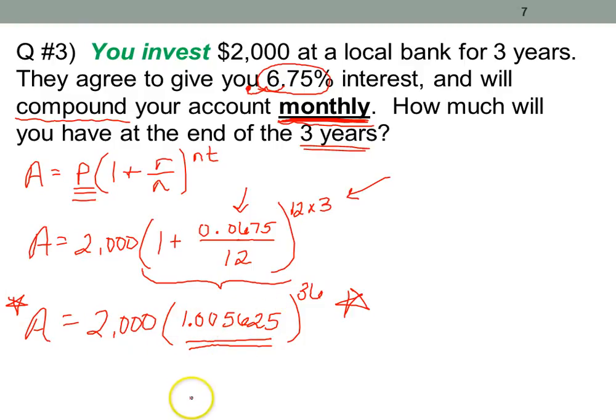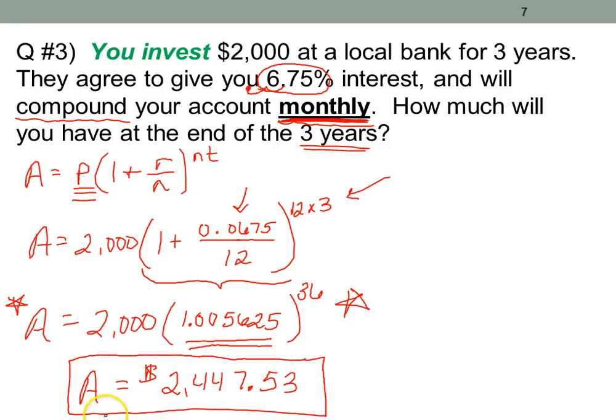So take this, type it in your calculator if you haven't already. We put $2,000 in. After 3 years, we should have $2,447. And when you round, we're talking about money, so we have 2 decimals. $2,447.53.